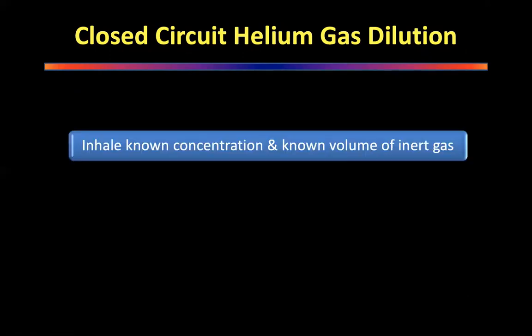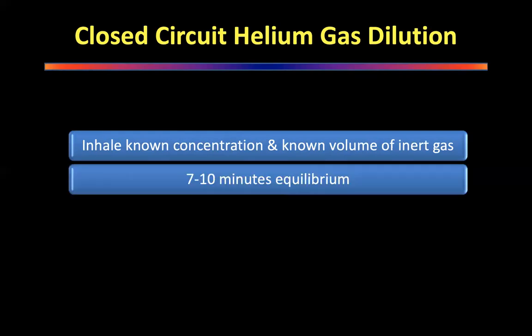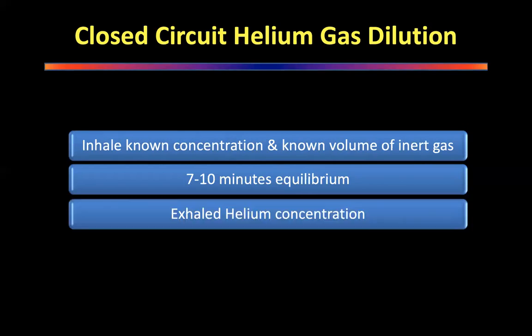So the various techniques for doing a lung volume or a lung capacity are as follows. The first technique is called closed circuit helium gas dilution. So you inhale a known concentration and a known volume of inert gas. Okay, so now you know exactly what has gone in. You wait for 7 to 10 minutes so that the gas has reached equilibrium in the alveoli, and then you measure the exhaled helium concentration.